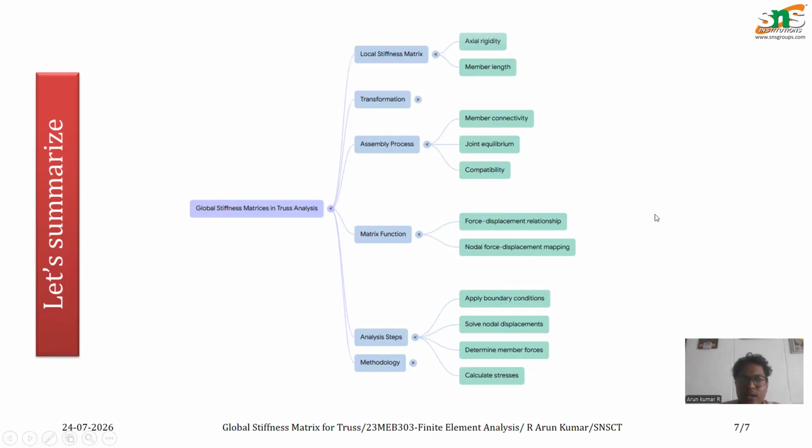These are widely used for the global stiffness matrix overall summary.